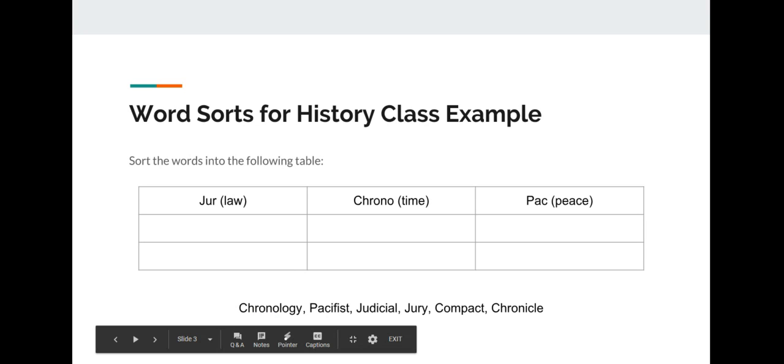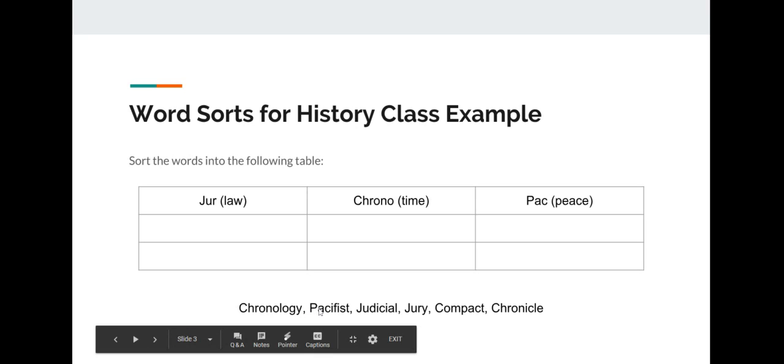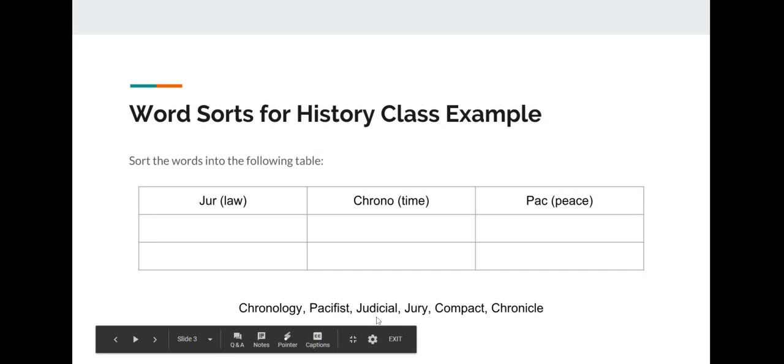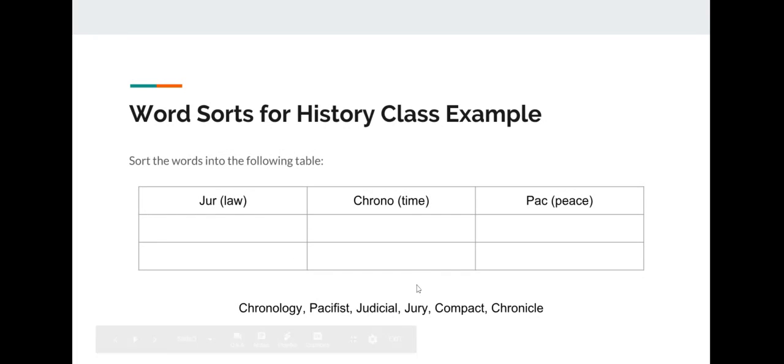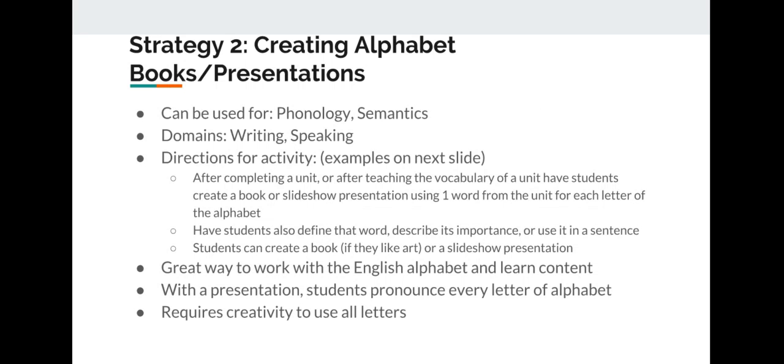In history class, we put events in chronological order. We use chronology. Pacifists are people who do not want to fight. They keep peace. They look for peace. Judicial and jury, the judicial branch, courts, the court system, jury, they make decisions on the law in a courtroom. Compact, like the Mayflower Compact, an agreement between people, things like that.